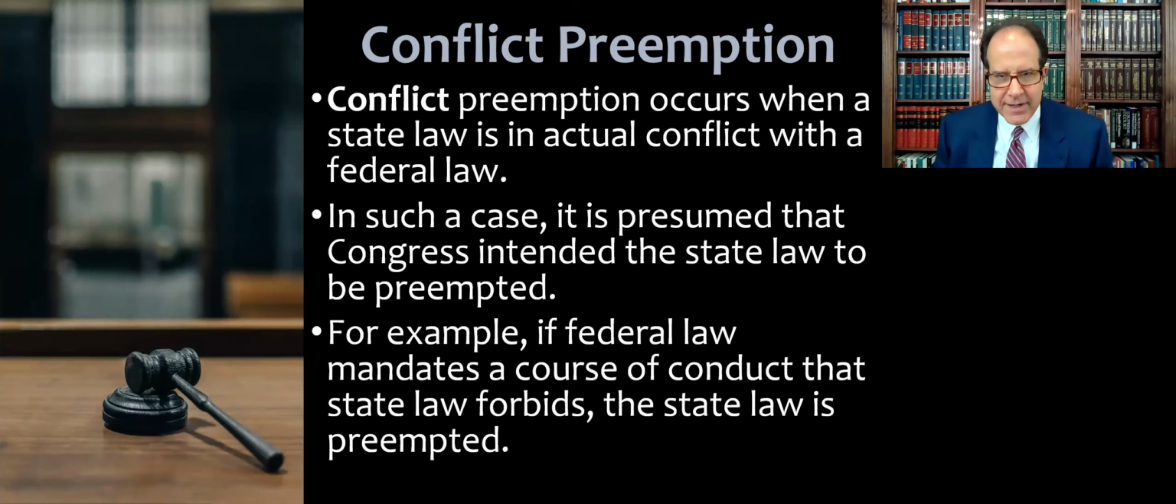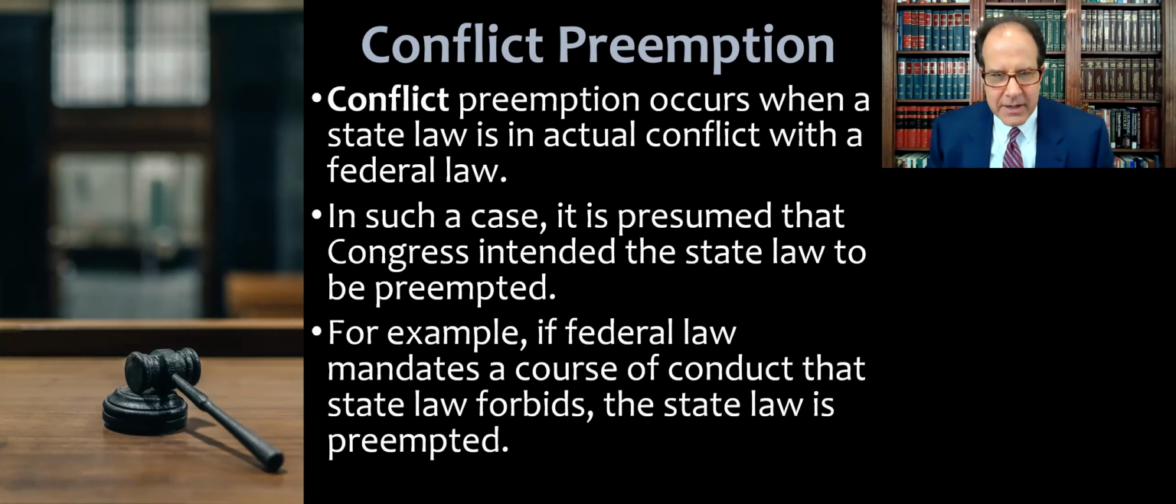Conflict preemption occurs when a state law is in actual conflict with a federal law. And what do we mean here? This is where obeying the federal law as an individual might put you in violation of the state law, or complying with the state law puts you in violation of the federal law. That would be one type of conflict preemption for, let's say, the regulated industry or individuals. But it could also be courts, right? Where courts, if they're applying one, the two are mutually exclusive when they're adjudicating cases.